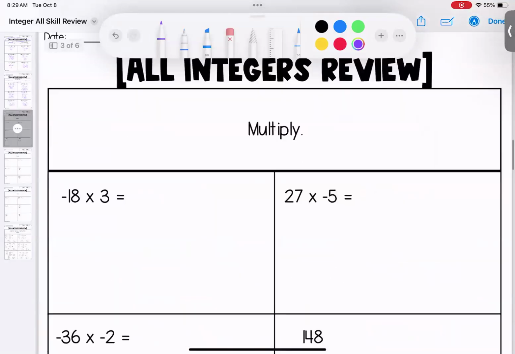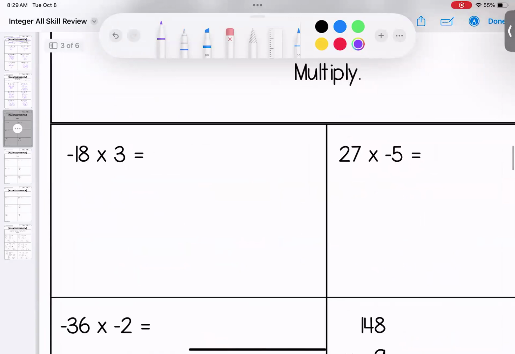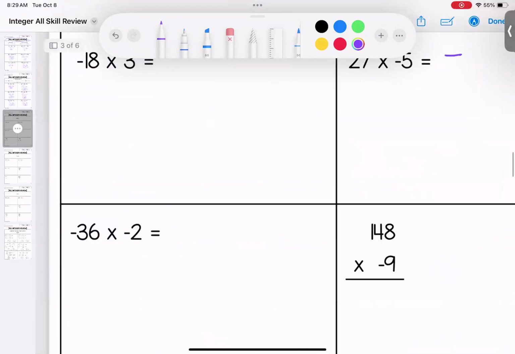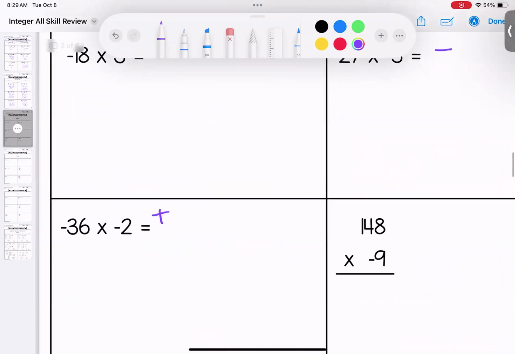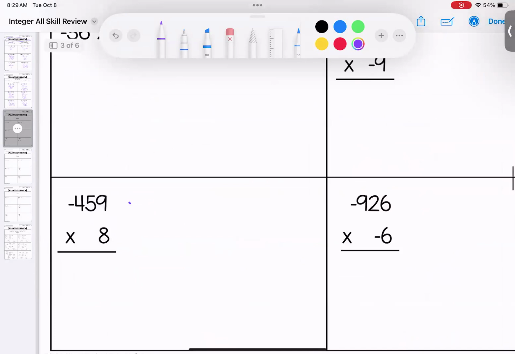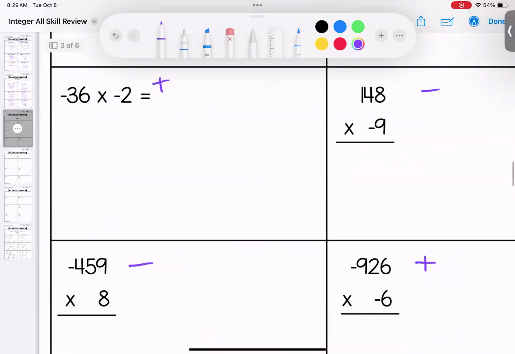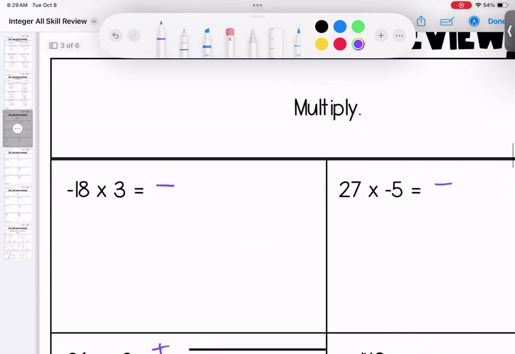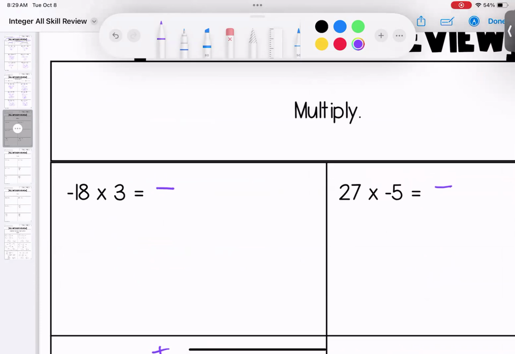For the multiplication, kind of like the keep, change, I can go in and do the sign first. Opposites, negative. Opposites, negative. Same. Opposite. Opposite. Same. I can go in and put the sign before I do any of the multiplication. And then I just have to multiply.